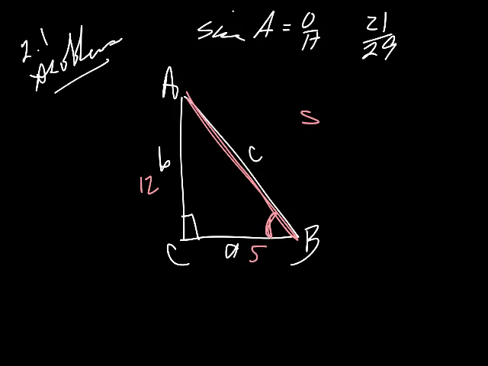So what is the sine of B? Well, it's opposite over hypotenuse, which we already know the opposite is 12, and the hypotenuse is whatever we find C to be. And then you find the cosine of B, and tangent of B, and cosecant of B, etc., etc. So that's what they're wanting you to do there.